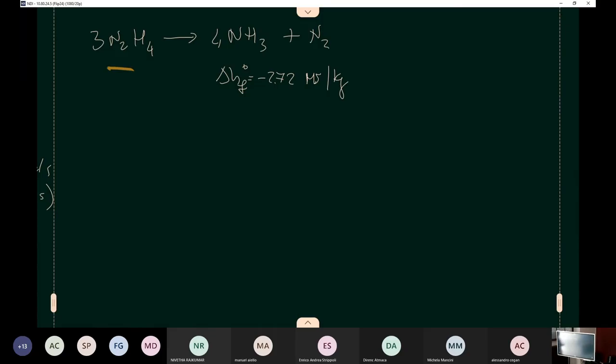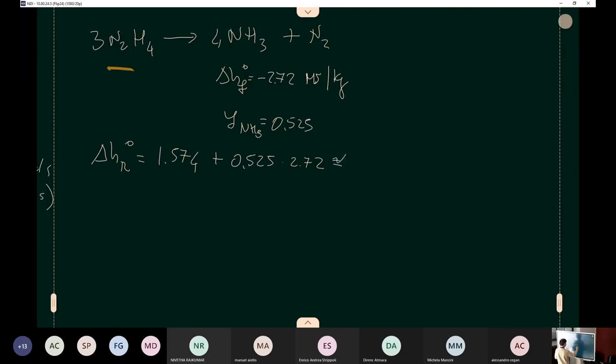So if you consider this, by this balanced reaction, you see that you can easily compute the mass fraction of NH3. And here you see that Y NH3 is necessarily 0.525. You get as the heat of reaction... Now, 1.5674, this is the enthalpy of formation of reactants per kilogram. And you have here to consider the sum of Y delta HF0 of products, with a minus. So you have minus here, becomes plus. And here the result is about 3.